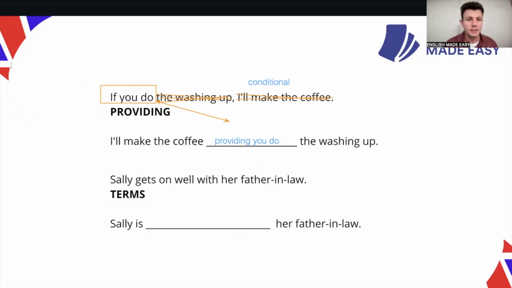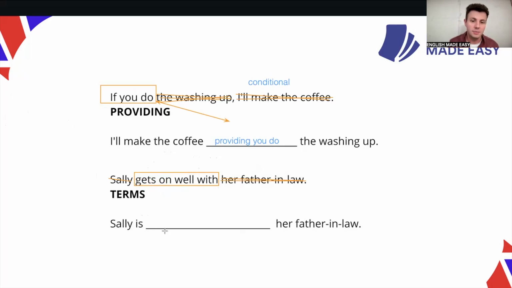So, next one, Sally gets on well with her father-in-law. Oh dear. Oh dear. Hemos entrado en modo C1. Sally, her father-in-law, gets on well. Oh God. So this is an idiom. You have to know English for this one. Gets on well with and terms.